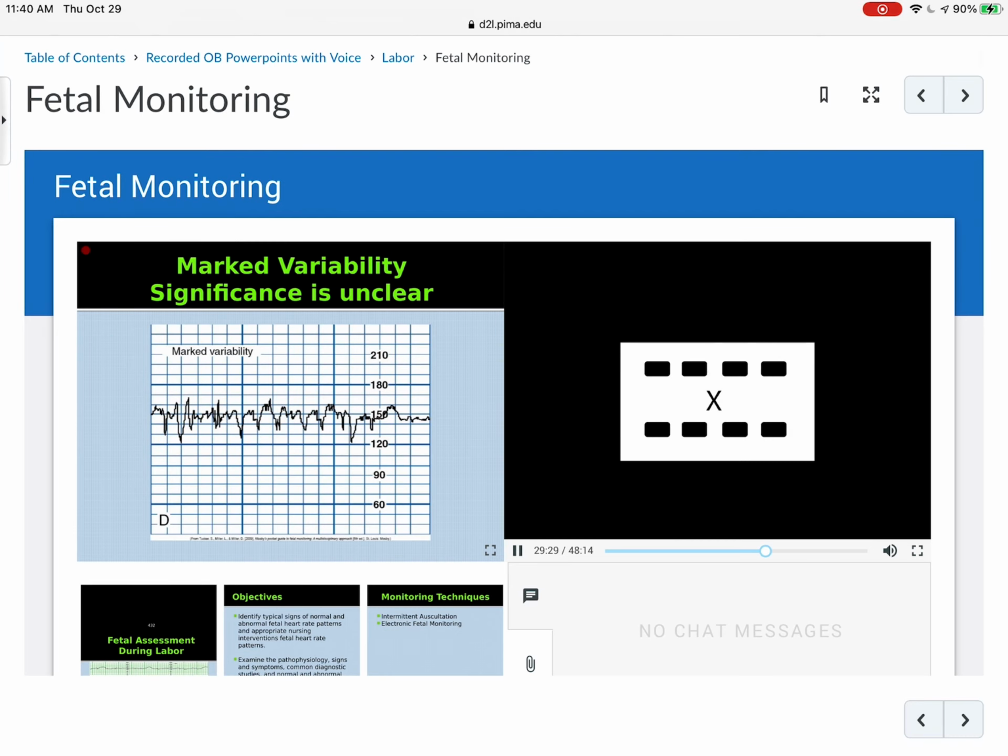Here's that marked variability where the significance is really unclear. Baby could just be doing somersaults or just really active, and it's just got great variability. And usually after a while, it'll go away.